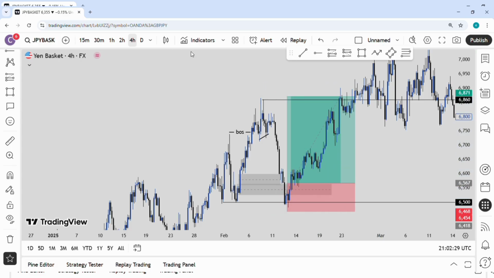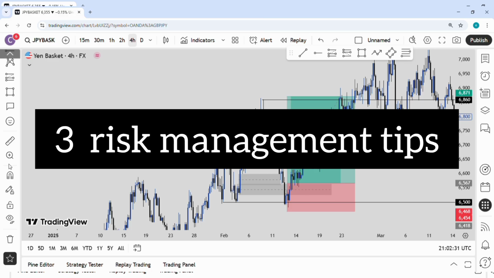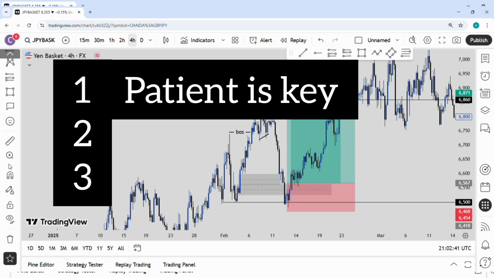Now, in the aspect of risk management and mindset, here are 3 things I need to tell you guys to have in the back of your mind if you are going to trade with this particular concept. First of all, patience is key, because without patience, you can't be profitable in the market. You need to be able to wait for price to come to you. Don't chase after the price. Don't pursue the price. Wait for price to come to you.